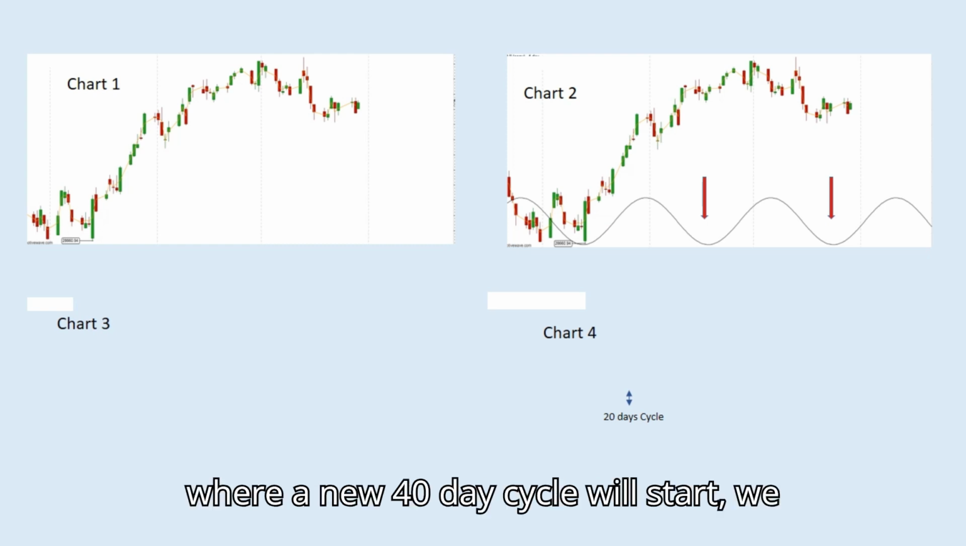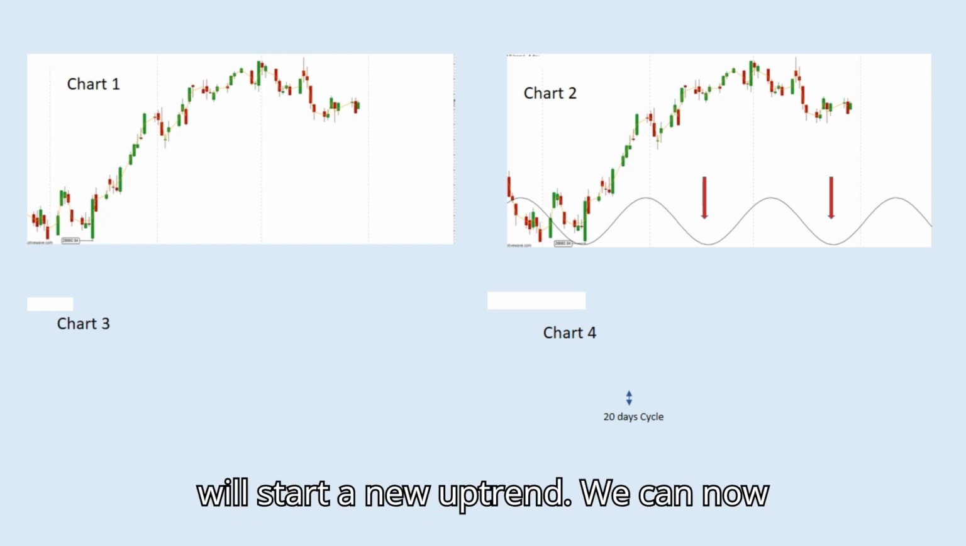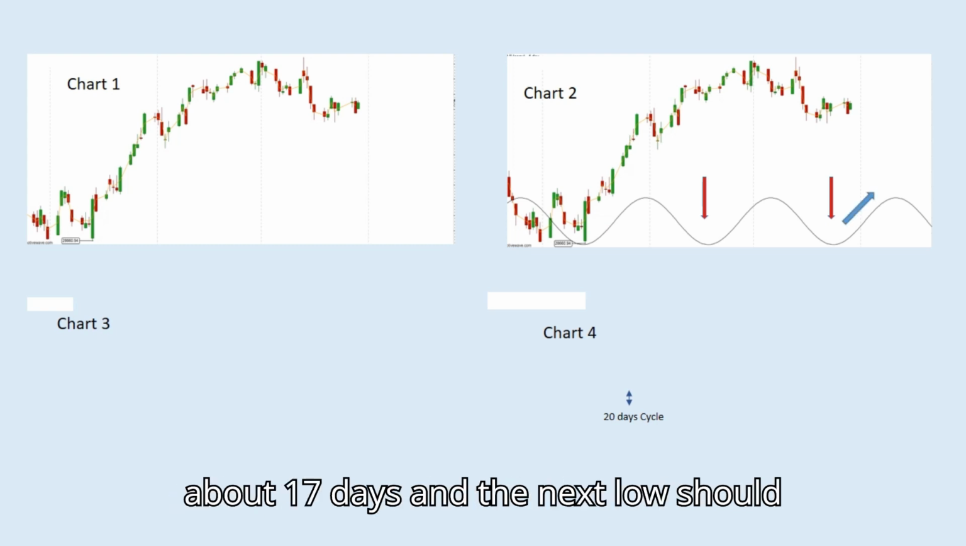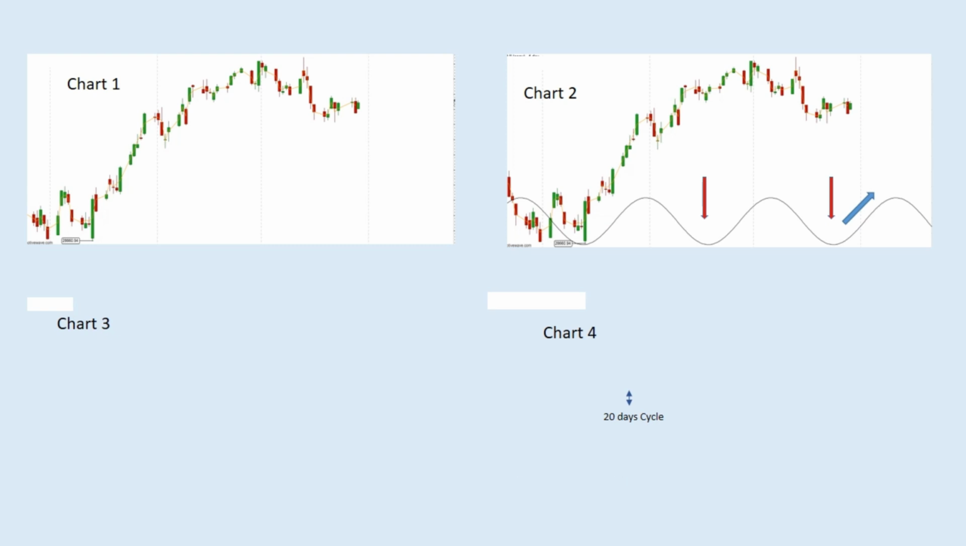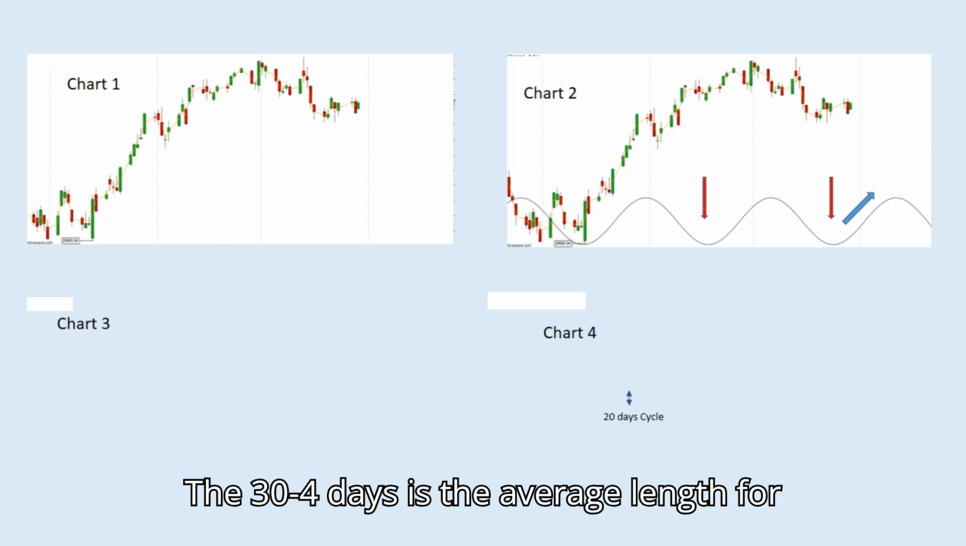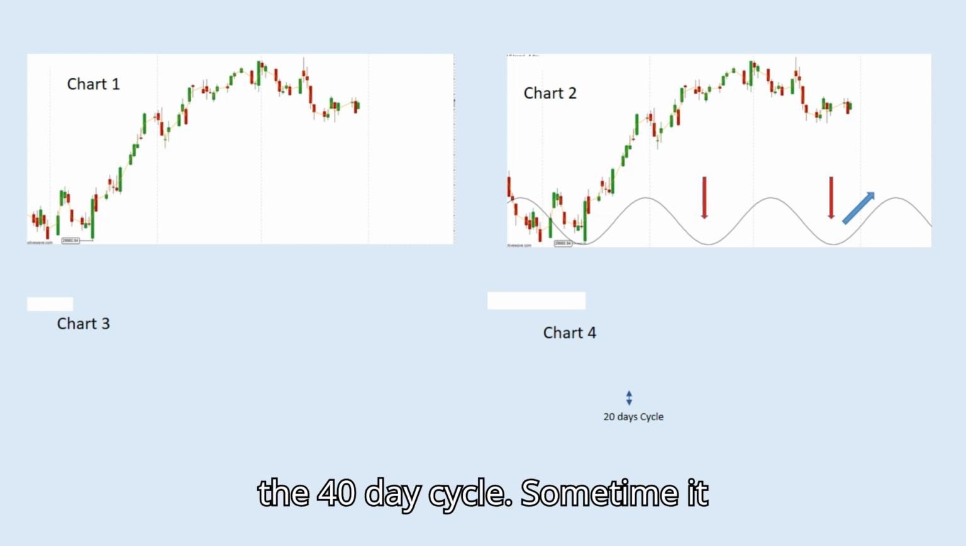Since we know from where a new 40-day cycle will start, we can estimate the period when the market will start a new uptrend. We can now estimate approximately the peak date in about 17 days, and the next low should occur around 34 days later. The 34 days is the average length for the 40-day cycle.